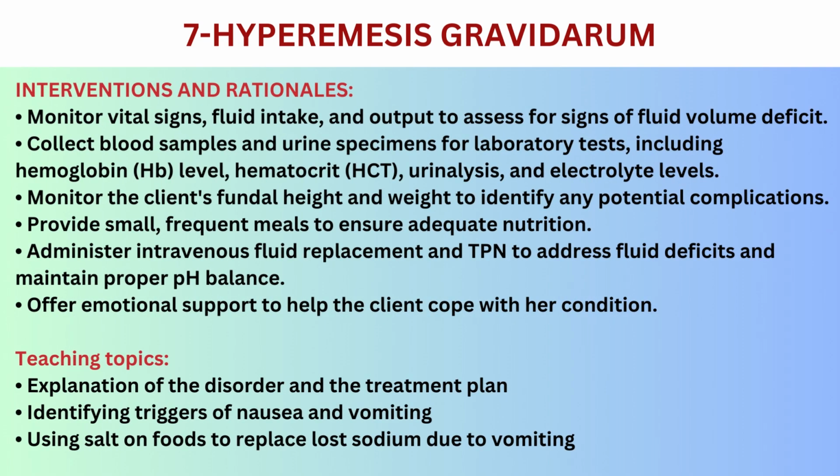The interventions and rationales: monitor vital signs, fluid intake and output to assess for signs of fluid volume deficit, collect blood samples and urine specimens for laboratory tests including hemoglobin levels, hematocrit rate, urinalysis and electrolyte levels, monitor the client's fundal height and weight to identify any potential complication, provide small frequent meals to ensure adequate nutrition, administer intravenous fluid replacement and TPN to address fluid deficiency and maintain a proper pH balance, offer emotional support to help the client cope with her condition.